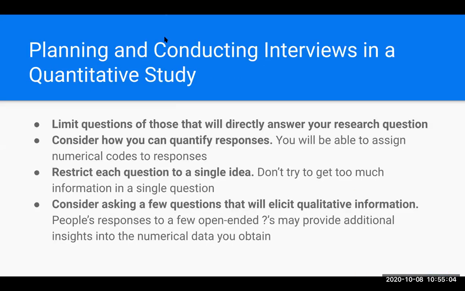When planning and conducting interviews in a quantitative study, it is important to take these steps into consideration. Limit questions to those that will directly answer your research question. Consider how you can quantify responses. You will be able to assign numerical codes to responses. Restrict each question to a single idea. Don't try to get too much information in a single question. Consider asking a few questions that will elicit qualitative information. People's responses to a few open-ended questions may provide additional insights into the numerical data you obtain.